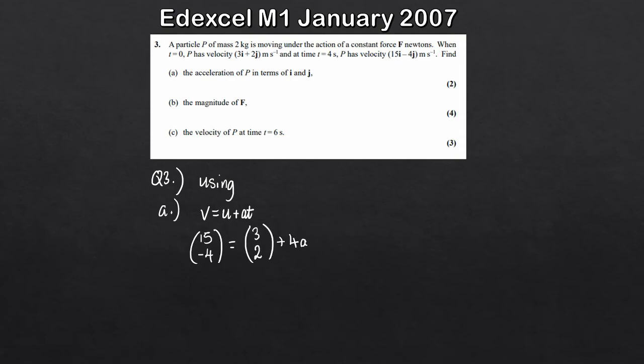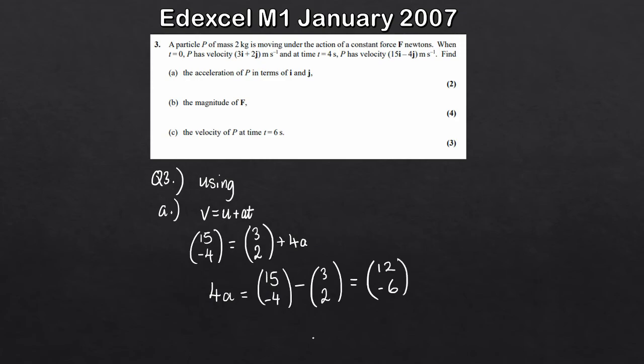So to work out a, I need to isolate the 4a here. So I'm going to subtract these column vectors. In that case, I get 4a is equal to (15, -4) minus (3, 2). So 15 minus 3 gives us 12, and minus 4 minus 2 is minus 6. So to get a, all I do is divide 4a by 4, and I'm going to divide each element of this column vector by 4. So 12 divided by 4 gives us 3, and then minus 6 divided by 4 is minus 3 over 2.